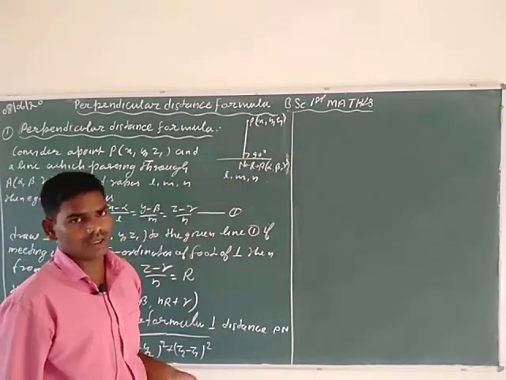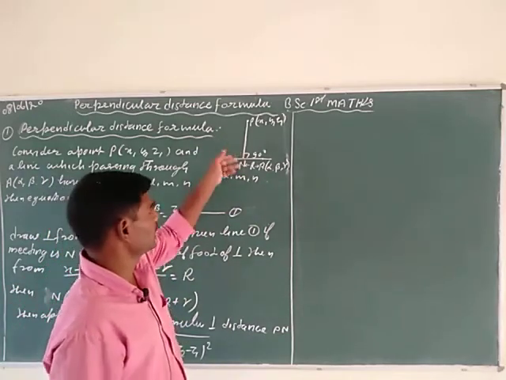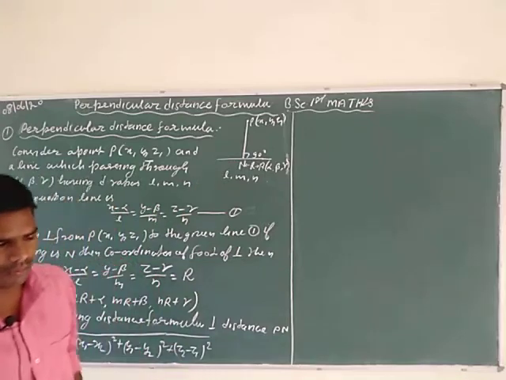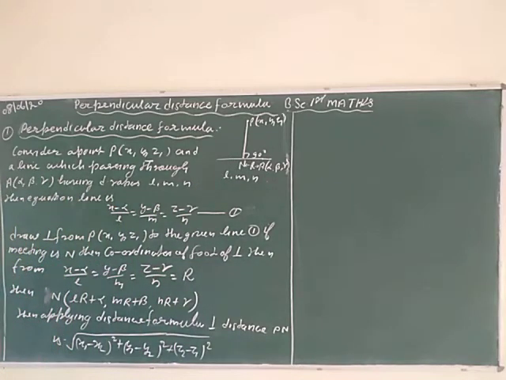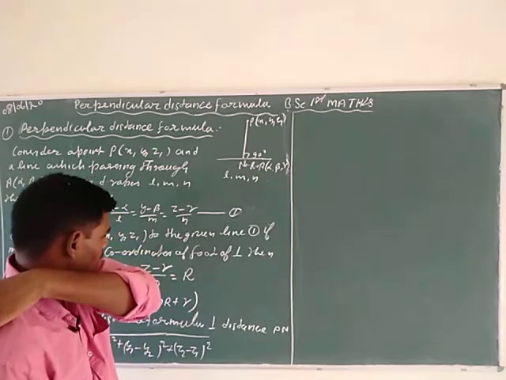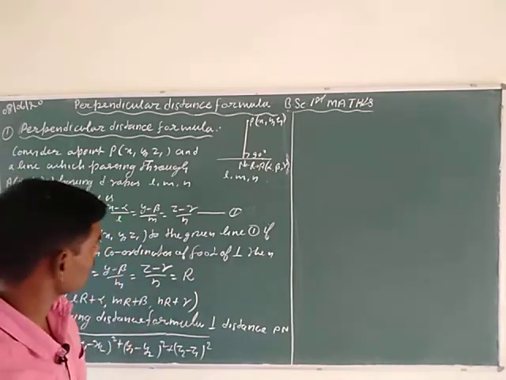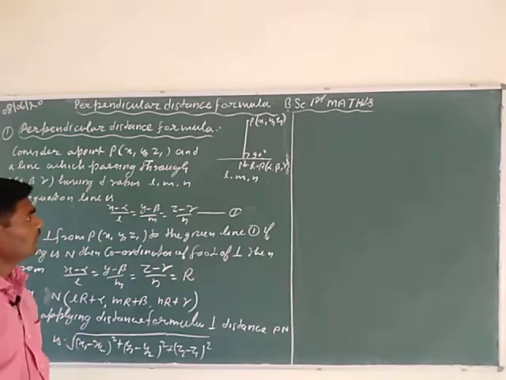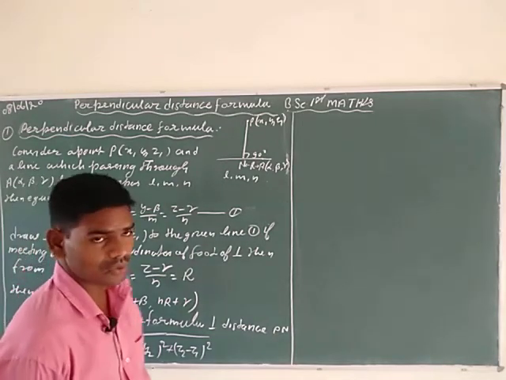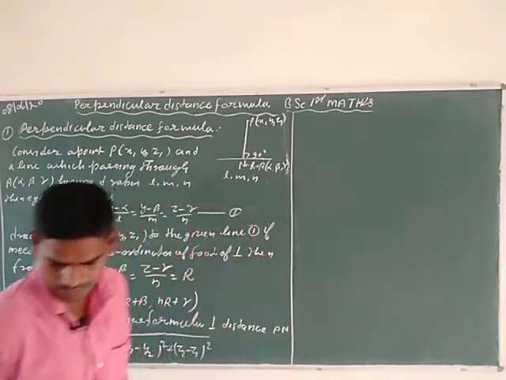You can also calculate the equation of the perpendicular line PN by applying the formula for the equation of a line passing through two given points whose coordinates are x1, y1, z1 and x2, y2, z2. So after this, consider some questions related to this article. So write the first question.